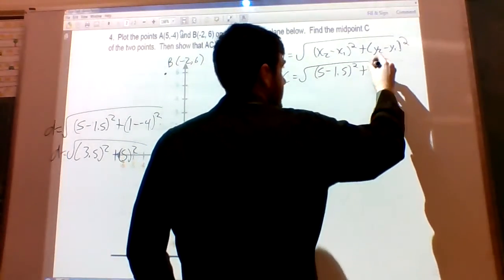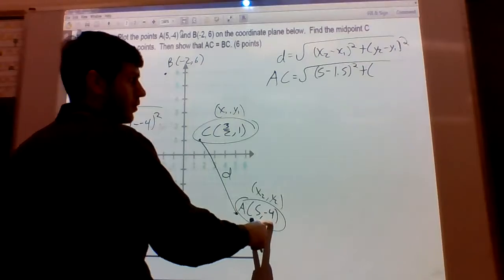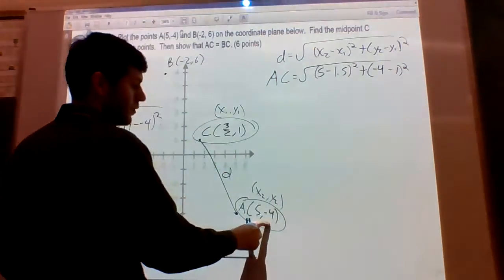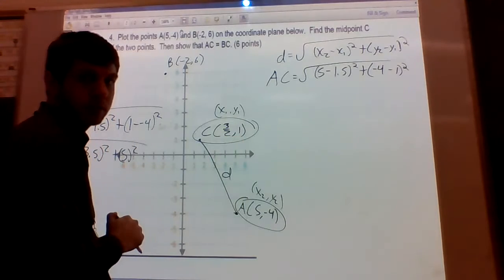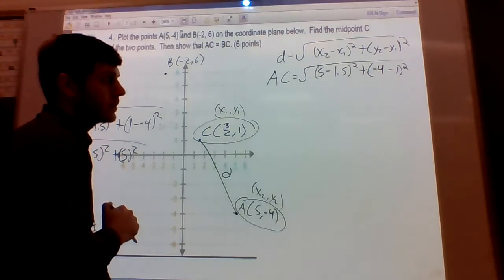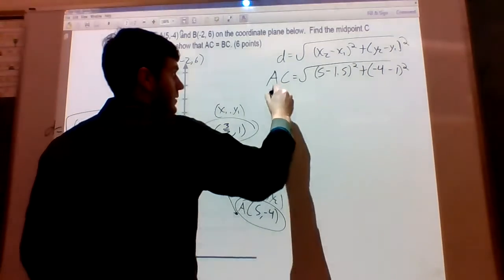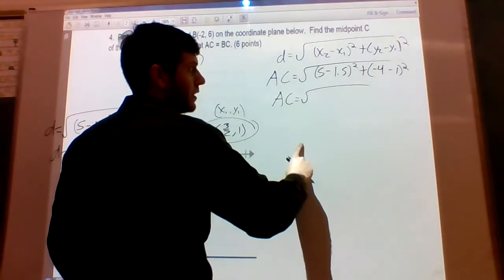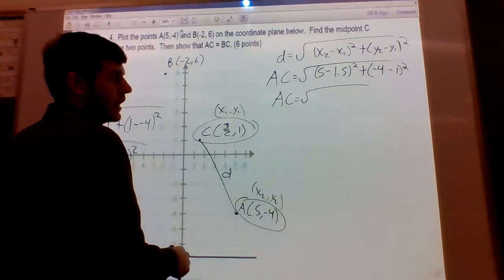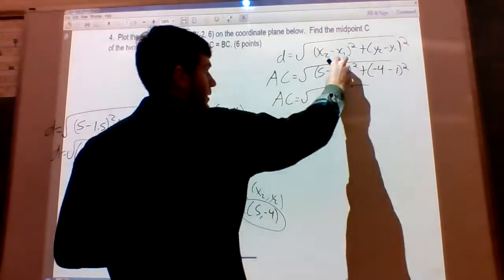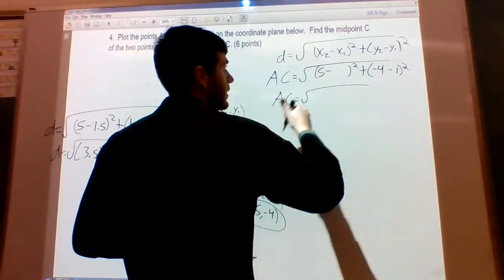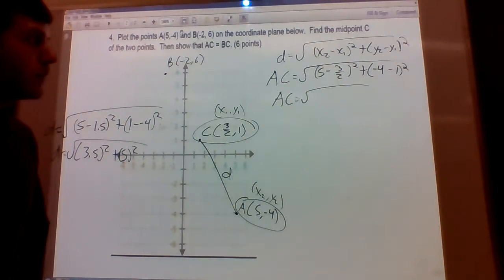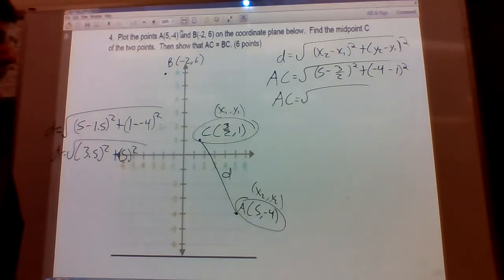Plus negative 4 minus 1. Negative 4 minus 1 squared. So AC is going to be the square root. That's 5 minus 1.5 is, well, if we have it in 3 halves, so let's go back and write it as 3 halves. And from right here, if you have that decimal, you can put it in your calculator and see what you get. That's fine. But if we're going to do it out, we need to be in fractions.